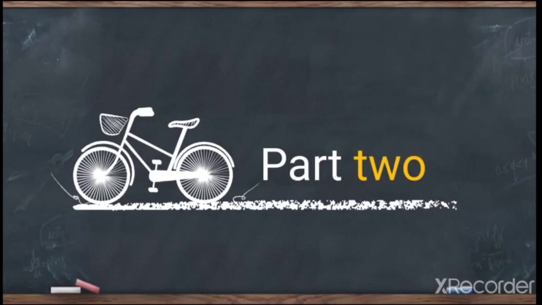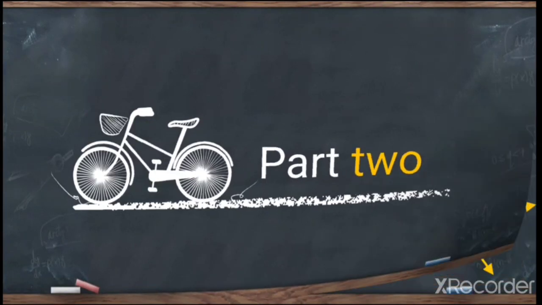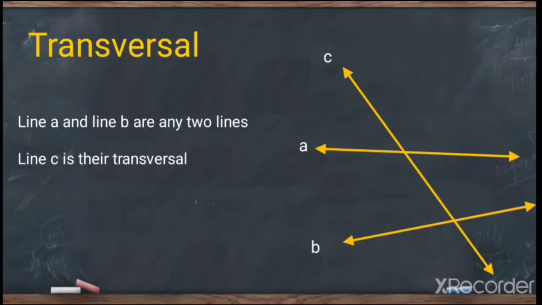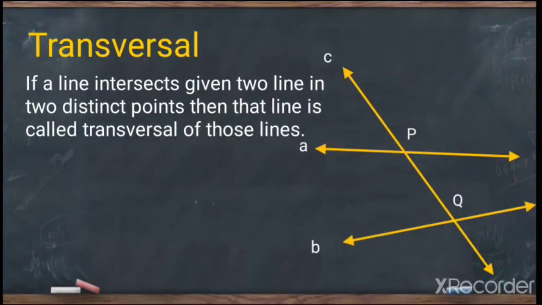Let's see our second point, that is transversal. Here in this figure, line A and line B are any two lines, and line C is their transversal because line C intersects these two lines at two distinct points, point P and point Q. So it is defined as: if a line intersects two given lines at two distinct points, then that line is called a transversal of those lines.